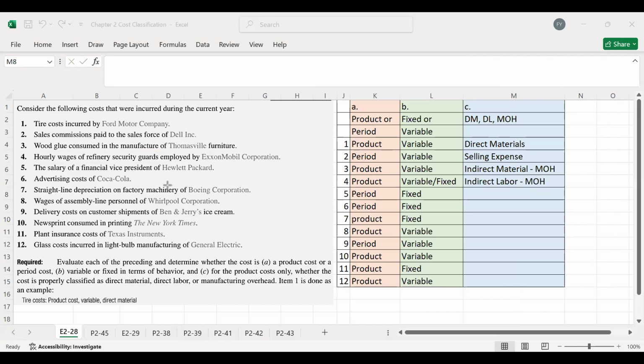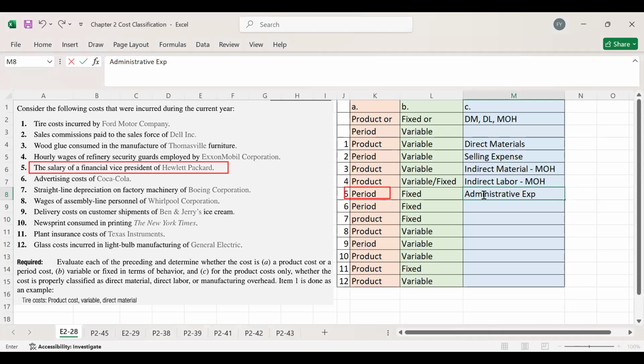So the next is salary of a financial vice president of the company. It is a period cost. So that's why it is part of administrative expense or admin expense, because period cost may be classified into selling, admin, and marketing expenses, whereas product cost can be classified into direct material, direct labor, and manufacturing overhead.